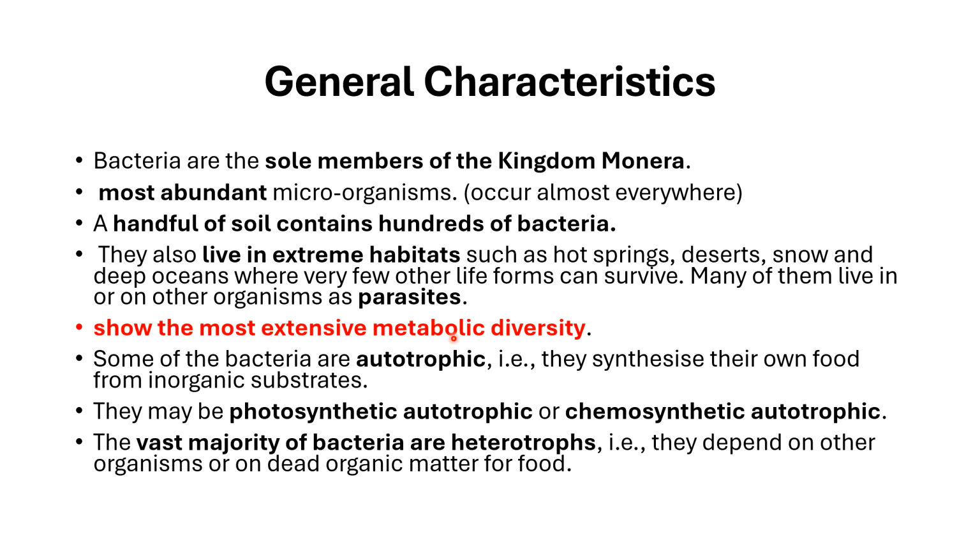Further, under autotrophic, the bacteria may use the sunlight to synthesize their own food, called photoautotrophic, or they can rely upon chemical reactions such as oxidation to synthesize their own food, that is chemoautotrophism. So because they have such different ways in which they can either prepare their food or get their nutrients, that is why they show the most extensive metabolic diversity. Okay, this is a very important line.